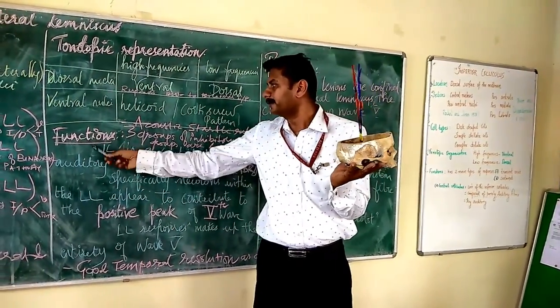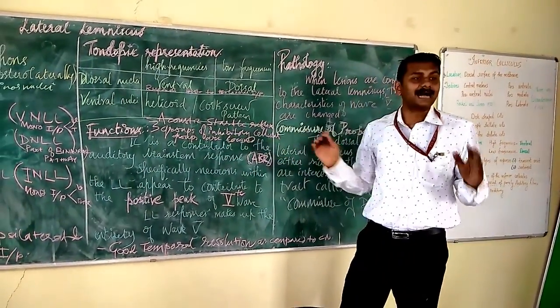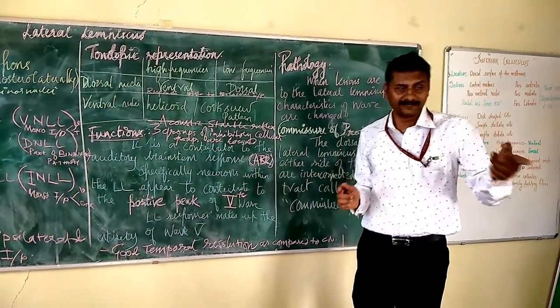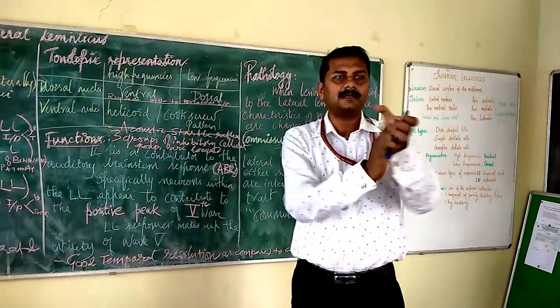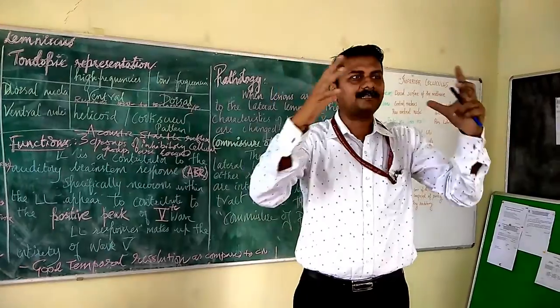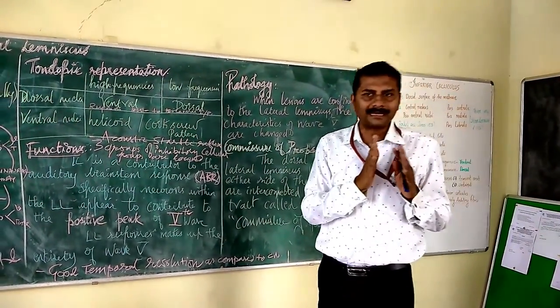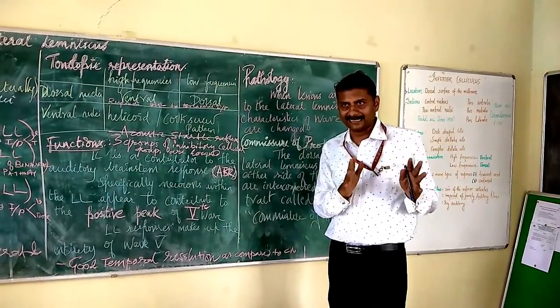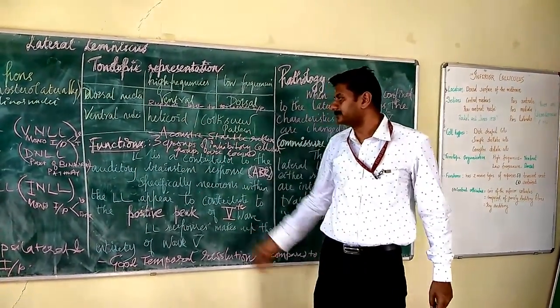Done. Functions: it mediates the acoustic startle reflexes. Acoustic reflexes are often the middle ear reflexes. So we'll say that once there's a loud sound, there's a startle which comes in. Very prominent in children below 1 year of age, which is not yet integrated. So it's mediated at the level of the lateral lemniscus.